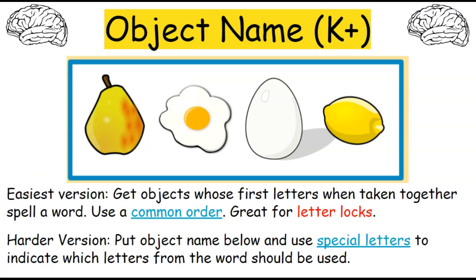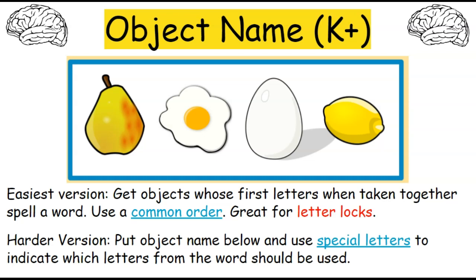Object name puzzles are appropriate for kindergarten and above. They are mental puzzles, which means they'll work for digital and physical breakouts. The easiest version is getting objects whose first letter, when taken together, will spell a word. Use a common order, and they're great for letter locks. The harder version of this puzzle is putting the object's name below and using special letters to indicate which letters from the word should be used.